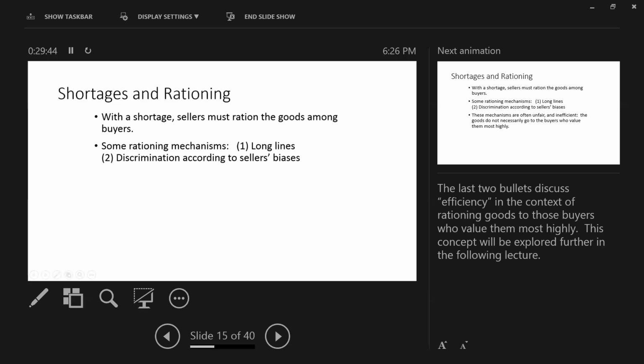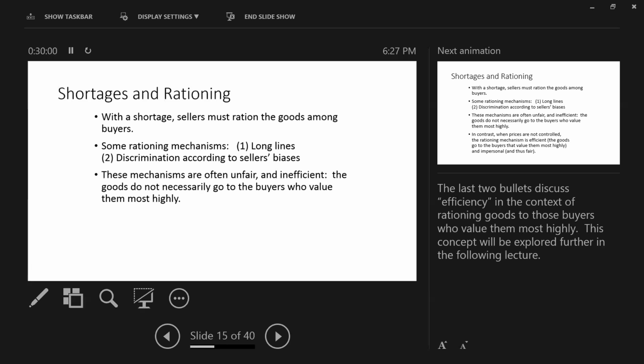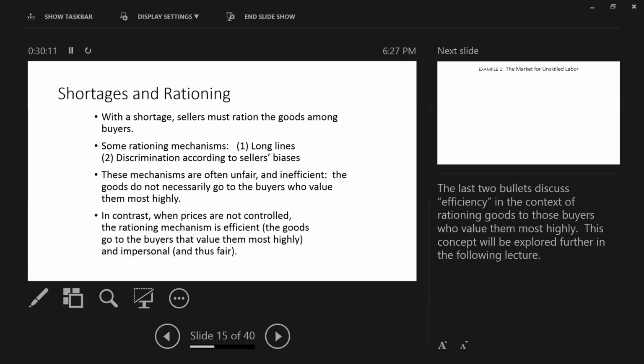unless they happen to line up where the buyer with the highest value is in the front of the line. Other things that could happen is the seller might recognize they have some market power in this case and decide to give the good to their friend, who maybe isn't the one with the highest value, but is one that conforms to the seller's biases. In these situations, the mechanisms are often unfair, inequitable, and inefficient. The goods do not necessarily get allocated to the buyers who value them the most highly. Okay? Conversely, when prices are not controlled, the rationing mechanism in the market equilibrium was efficient. The buyers who were willing to value the goods the most are the ones who bought them, and the sellers who could produce them at the lowest cost were the ones who produced them.